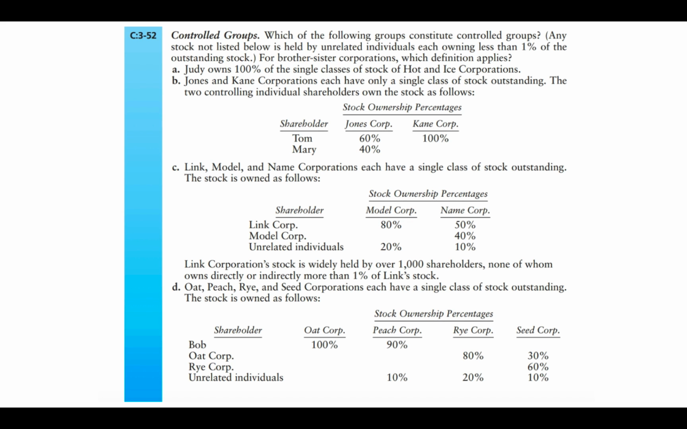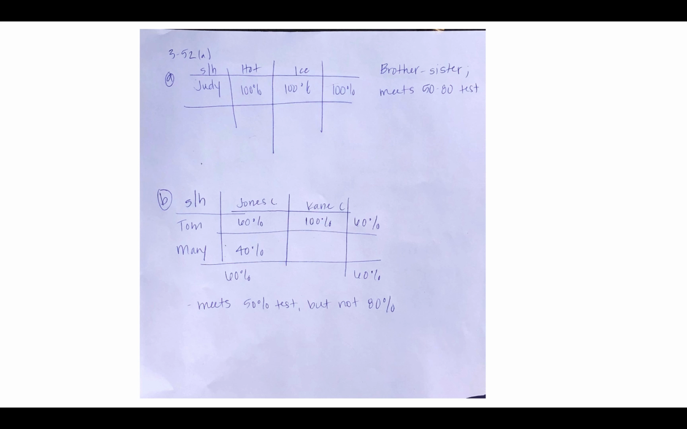Okay, B, Jones and Kane corporations each have only a single class of stock outstanding. The 2 controlling individual shareholders own the stock as follows. So we have Tom and Mary. Tom owns 60% of Jones, and Tom owns 100% of Kane. Mary owns 40% of Jones and none of Kane.